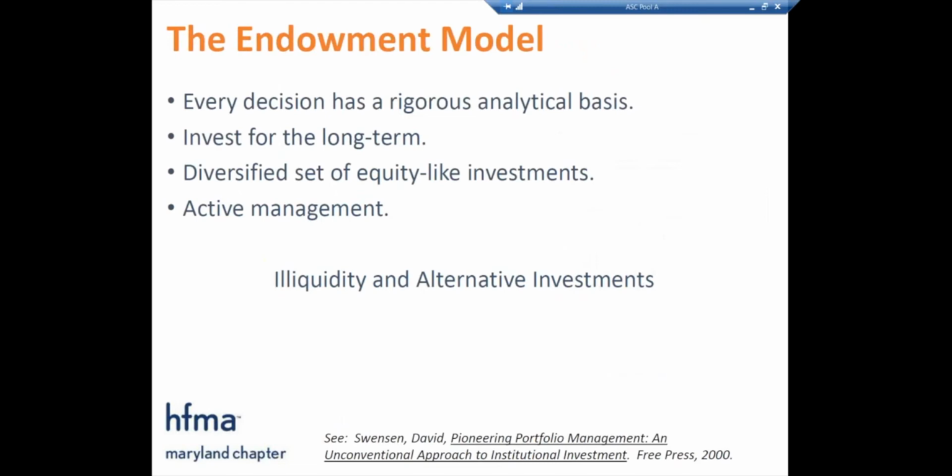The third point, a very important part of the endowment model, is it's an equity-like portfolio. I think he acknowledges very early in his book that bonds, even at that time when interest rates were much higher than they are now, were not sufficient to meet the goal of making a payout and keeping up with inflation and achieving equity between today's students or constituents and those of the future.